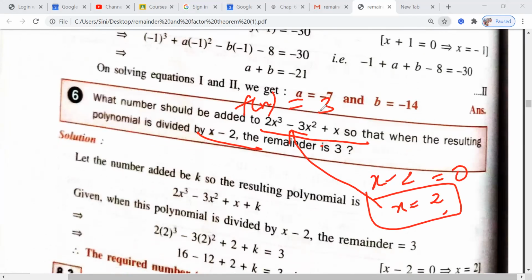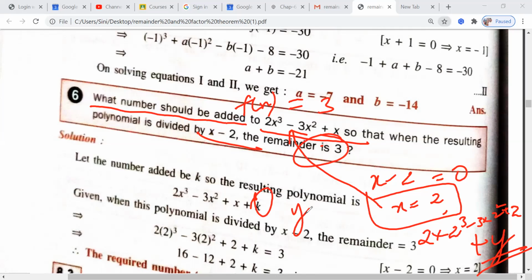So 2 into 2 cube minus 3 into 2 square plus 2, correct? Is equal to 3. We will get that particular thing, so we have to get the remainder as 3 in this. But the question is what number should be added? So along with this, I have to add a number. You can put it as y and find the value of y. So this y will be your answer. Here in this question, they gave k, but if you want, you can put y and get the same answer.